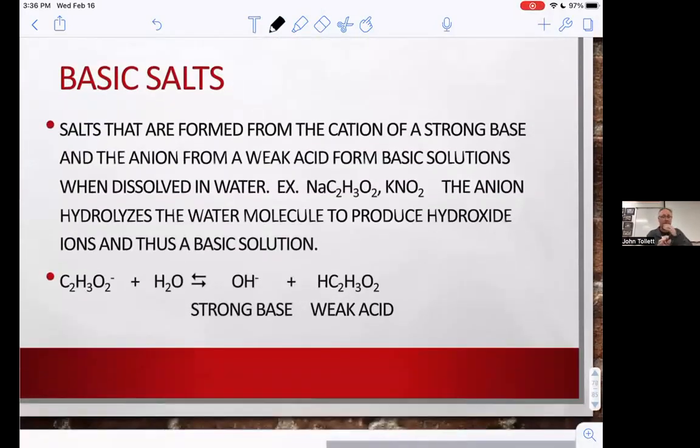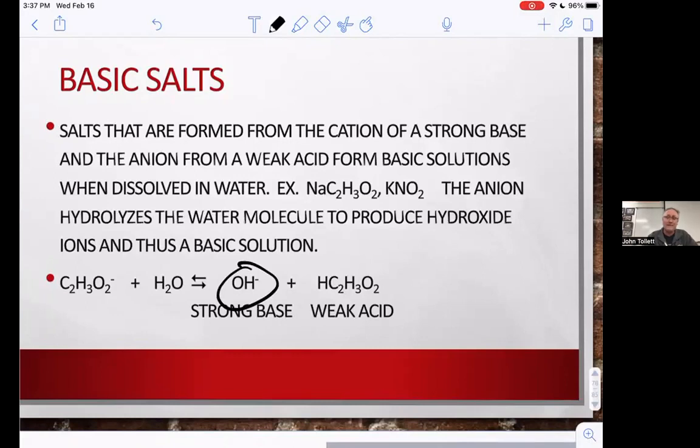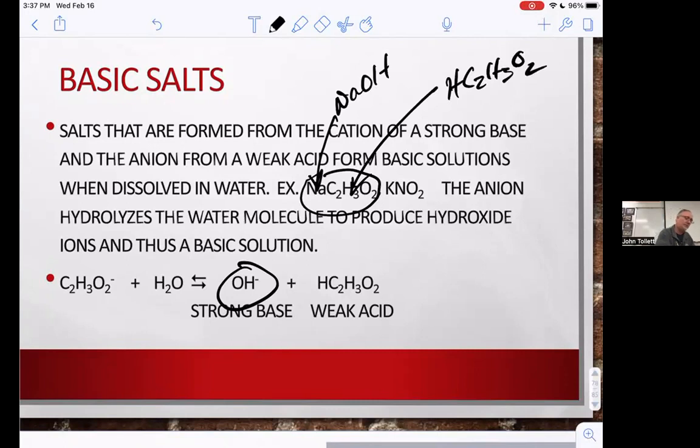So basic salts, that was an acidic salt. But basic salts are going to have the anion from a weak acid. And when that conjugate base from the weak acid reacts with water, it actually produces hydroxide ions. That means that it is a basic salt. You can't say, oh, well, the strong parent is sodium hydroxide, which it is up here in the sodium acetate. This comes from NaOH, which is the strong base. And this comes from acetic acid, HC2H3O2, which is a weak acid. So this is strong and this is weak. But you can't say that.